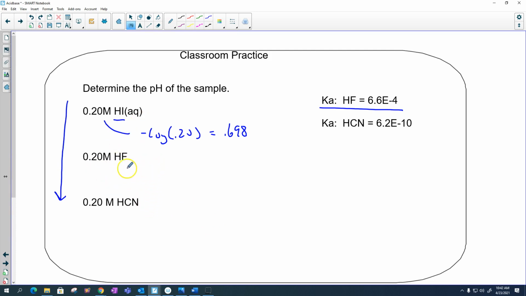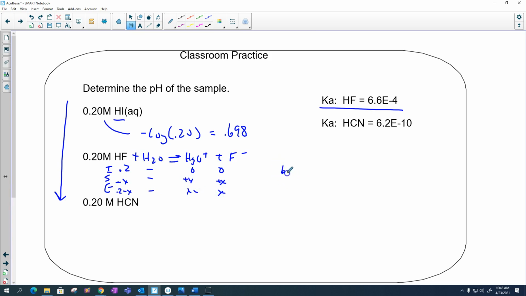So in this case, I want to find my pH. I'm going to go HF plus H2O yields H3O plus and F negative. Initial stoichiometric ratio: 0.2, water not playing a role, 0, 0. Then minus x, plus x, plus x, giving 0.2 minus x, x, and x.